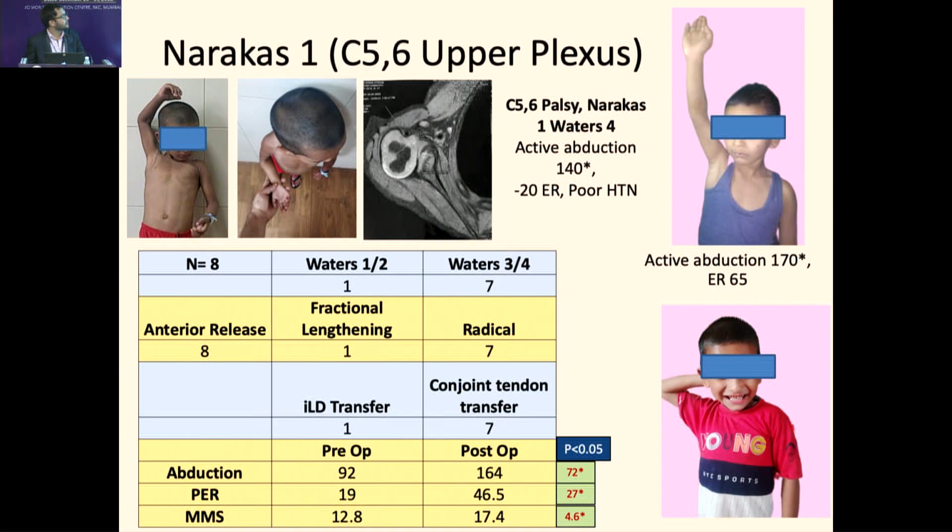So in the Narakas 1 subgroup, which is the upper plexus palsy, we had 8 patients. All of these 8 required anterior releases, with just 1 requiring a fractional lengthening, the rest all requiring radical releases. And the majority of them, 7 out of 8, required a conjoint tendon transfer. And we could achieve a mean abduction improvement of 72 degrees, passive external rotation range improvement of 27 degrees, and a modified Mallet score improvement of 4.6.